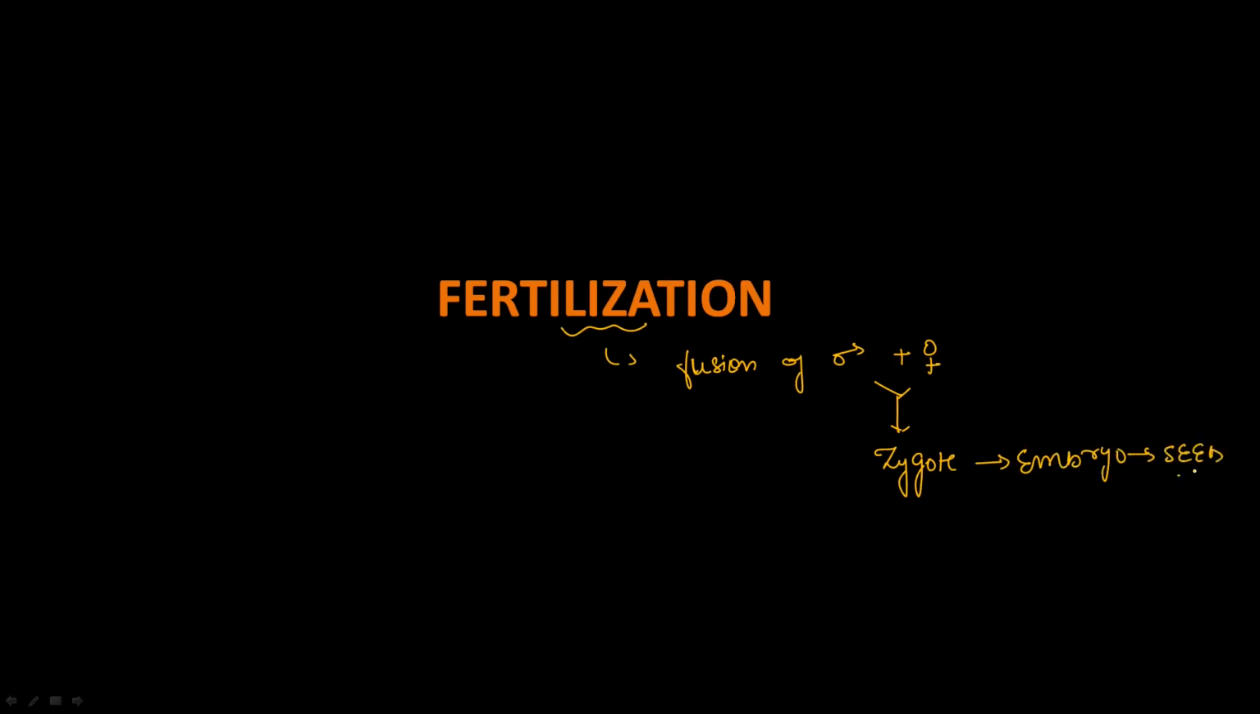In this video, we are going to talk about fertilization, right? So let's begin. When we talk about fertilization, what do we mean by fertilization? Fertilization is the process in which there is a fusion of the male gamete with the female gamete. The male and female gametes fuse together and form what? The zygote. And then the zygote develops into what? The embryo, and then the seed in the case of plants.